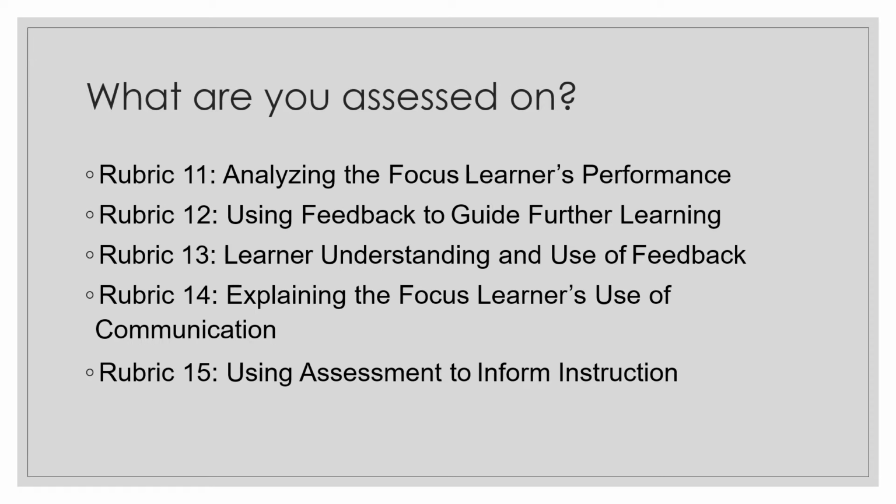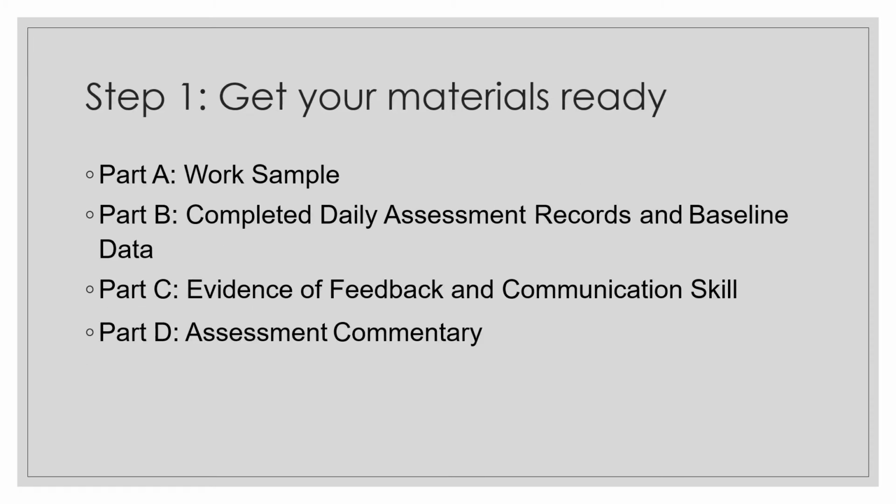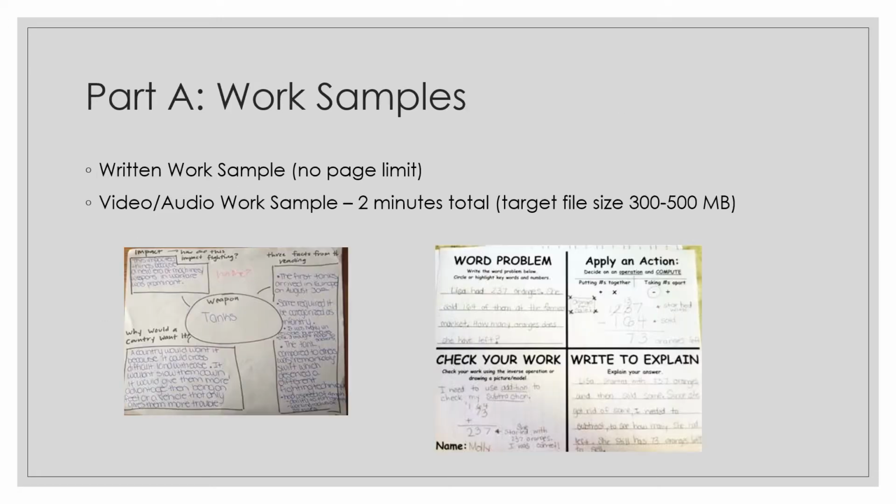Let's now look at what you actually have to submit. The first step is to get the materials ready. You're going to need for Part A, a work sample. Part B, completed daily assessment records and baseline data. For Part C, evidence of feedback and the communication skill. And for Part D, the assessment commentary. Now let's go through each of these so that you can see specifically what they're requiring.